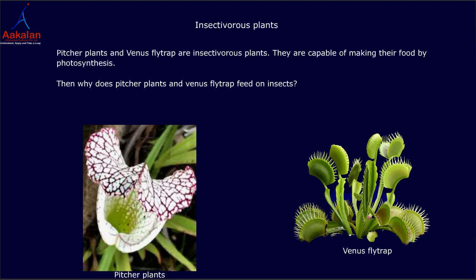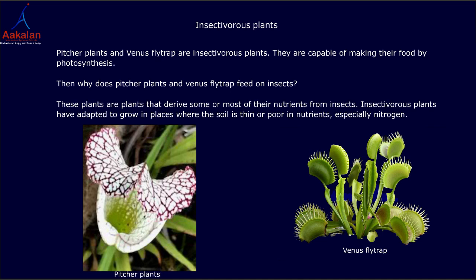Then why do pitcher plants and Venus flytrap feed on insects? These are plants that derive some or most of their nutrients from insects. Insectivorous plants have adapted to grow in places where the soil is thin or poor in nutrients, especially nitrogen.